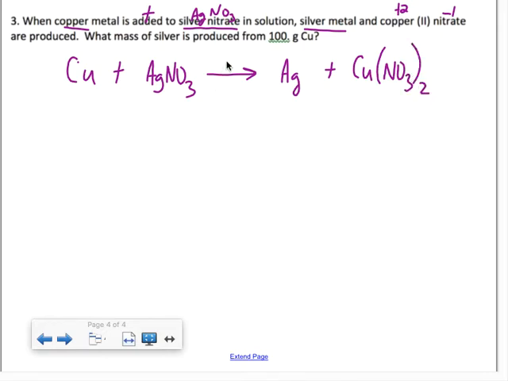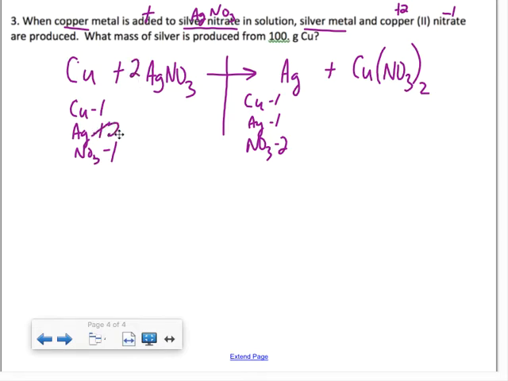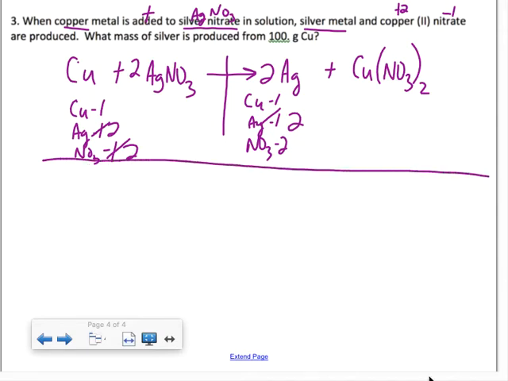Now I need to make sure this is balanced before I do anything. So copper 1, Ag 1, NO3 1. Over here, copper 1, Ag 1, NO3, I've got 2 of them. So I put a 2 here, and I put a 2 here. Now I'm balanced. Okay, so I'm just going to draw a line and separate that.